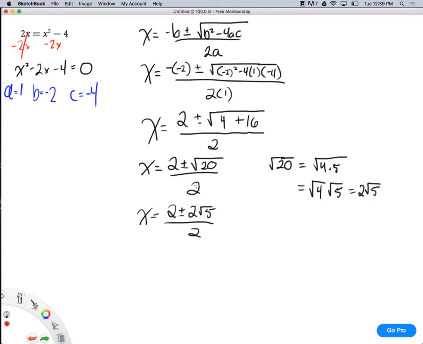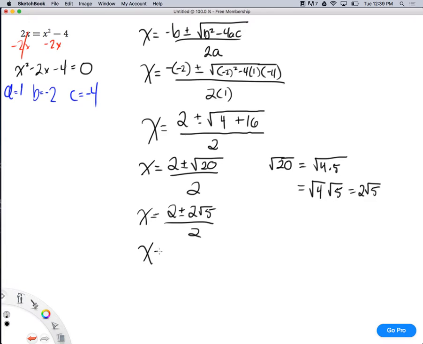Look, how many terms are in the top here? 2, right? How many of them are over 2? All of them, right? So how many of these terms should you divide by 2? All of them. They're all divided by 2. Divide them all by 2. Okay? So let's go ahead and do that.